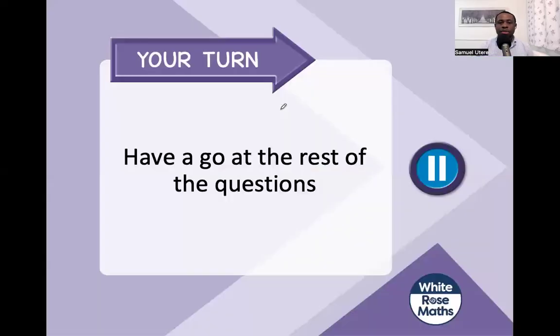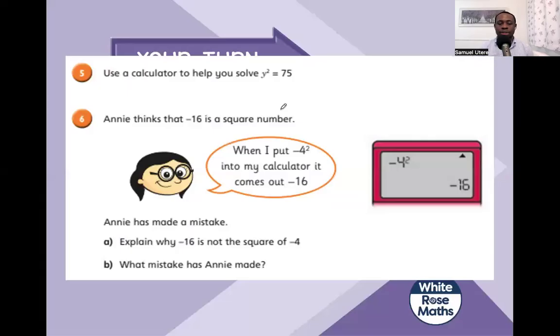It's now time for you to pause the video and answer the other questions. Pause the video and answer questions 5 and 6 in 3 minutes. Here you're asked to use a calculator to help you solve y squared equal to 75. Assuming you've paused the video and you've answered the questions, here are the answers.